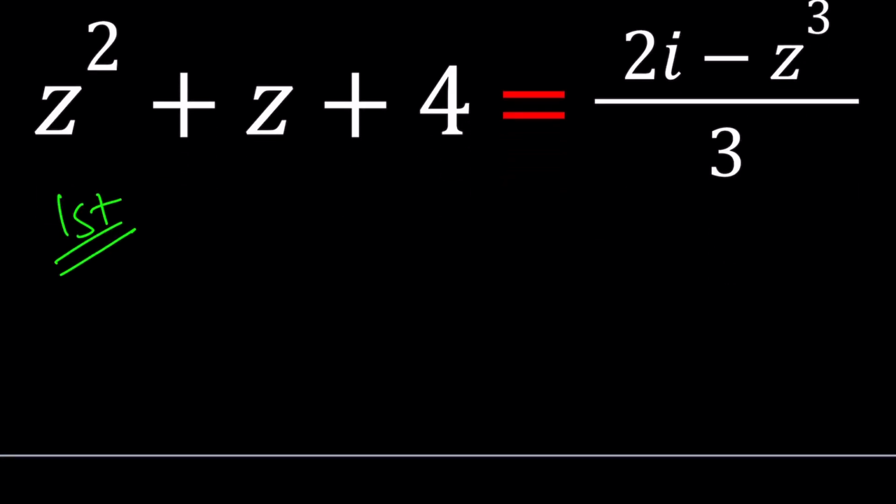So my first approach would be to replace z with something. Since z is a complex number and the name of this channel is A plus BI, which is important, right? Then I'm going to set z equal to A plus BI, where A and B are real numbers.